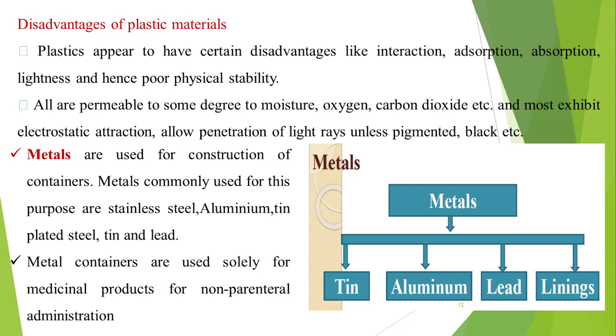Next we begin with metals. After glass and plastic, now next is metals. Generally in metals we use tin, aluminium, lead and linings. Linings will come slowly in detail. First is metal container. Metals are used for the construction of containers. Metals commonly used for this purpose are, as we have been discussing, stainless steel, aluminium, tin plated steel, tin and lead. Metal containers are used solely for medicinal products for non-parenteral administration. For parenteral preparations, we cannot use metal containers for their storage.